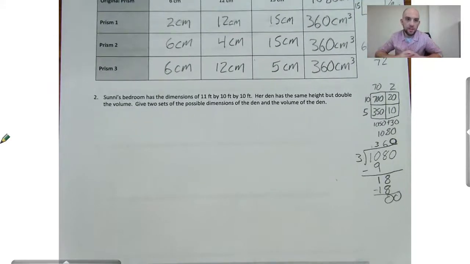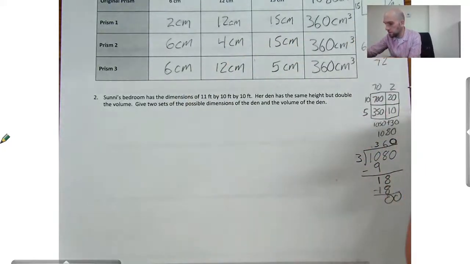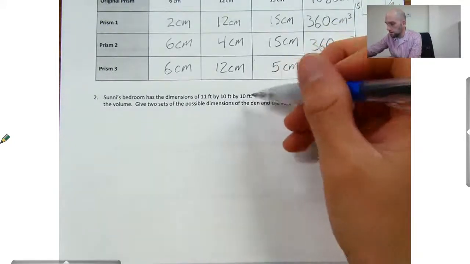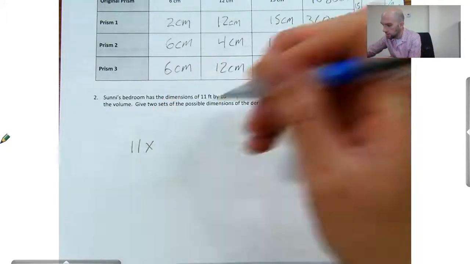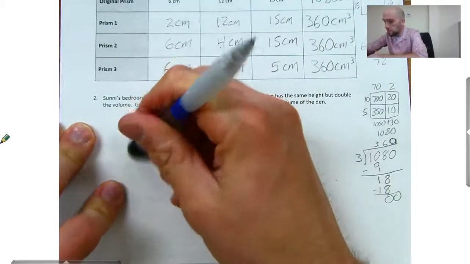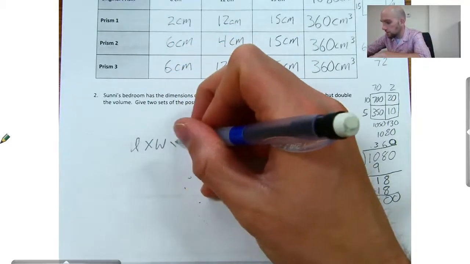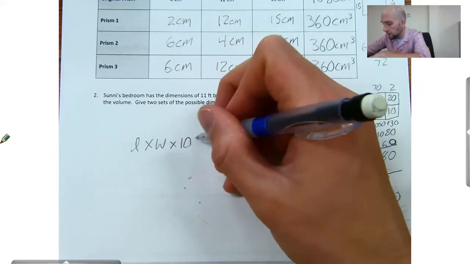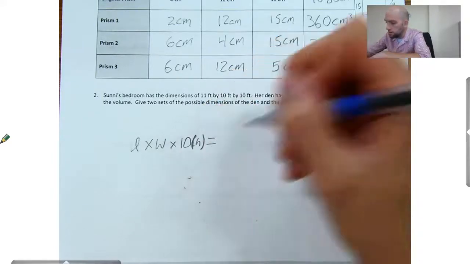So number 2 says Sunny's bedroom has the dimensions of 11 feet by 10 feet by 10 feet. Her den has the same height but double the volume. Give 2 sets of possible dimensions for the den and the volume of the den. So we have 11 by 10 by 10. And so if 10 is our height, we know that needs to be the same. So we have length times width times height, which is 10. I'm going to put H in parentheses here so we know that's our height. Equals our volume.